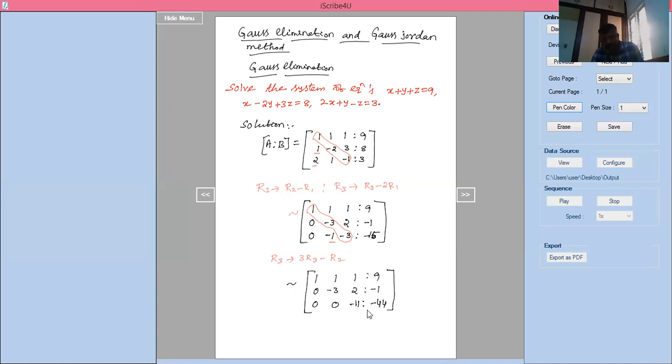I made it 0. And what is the matrix? This is nothing but what we call an upper triangular matrix. So now I can simplify this by using the elements. This is minus 11z equal to minus 44, minus 3y plus 2z equal to minus 1, x plus y plus z equal to 9. Like that I will write and I can simplify.